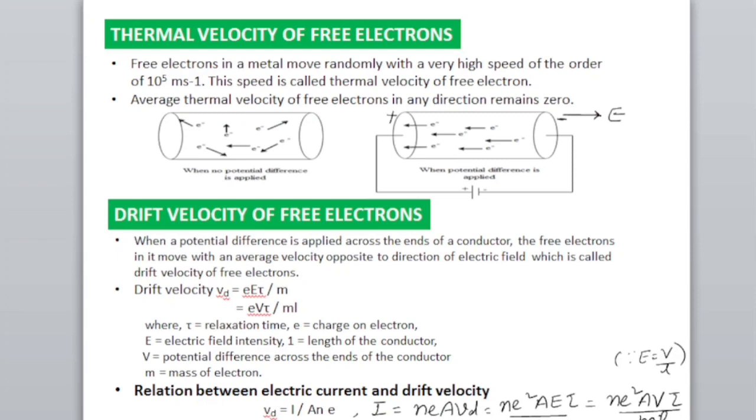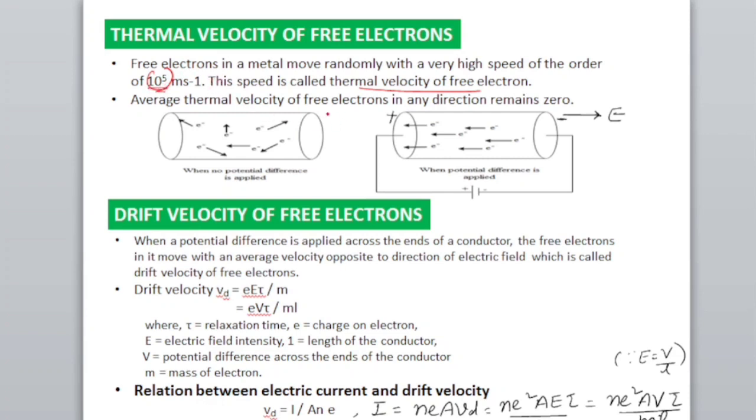You know, inside a conductor, electrons move randomly in all possible directions with maximum highest speed. How much speed does it move? 10 to the power 5 meter per second. This speed is called thermal velocity of free electrons. Suppose this is a conductor. Inside this conductor, large number of free electrons are present and they are randomly moving in all possible directions. So the velocity with which it moves without application of any electric field or potential difference, that velocity is called thermal velocity. And its value is given by 10 to the power 5 meter per second.